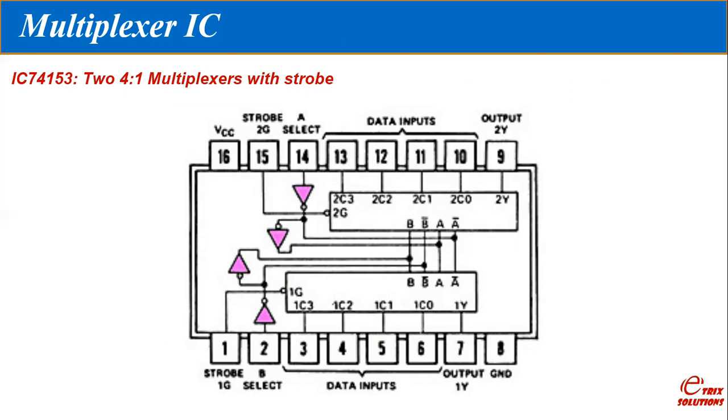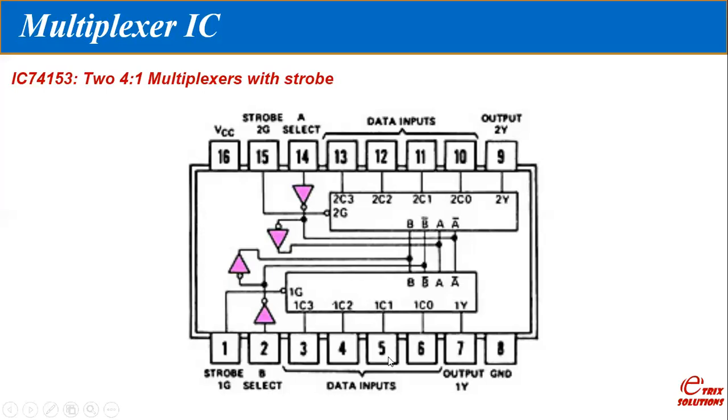It is a 16 pin IC in which there are two 4 cross 1 multiplexers available. Let's say this is multiplexer 1, and the upper multiplexer is multiplexer 2. So pin number 1 is the strobe of the multiplexer 1, which is nothing but the enable signal, and this bubble indicates that this multiplexer operates on a negative logic. Means if you want to turn on this multiplexer, then you have to put logic 0 at the pin number 1.